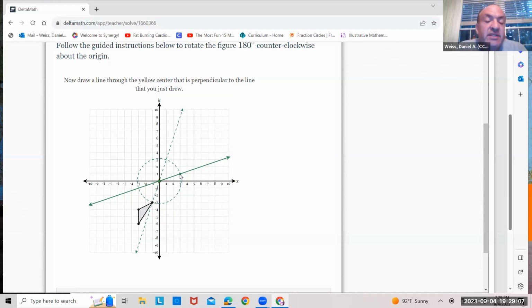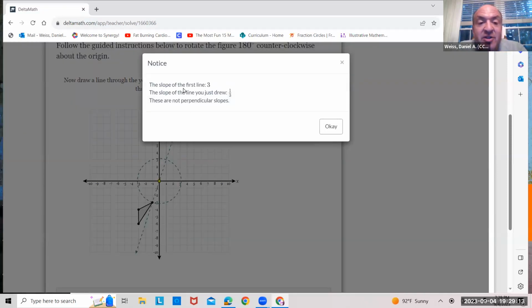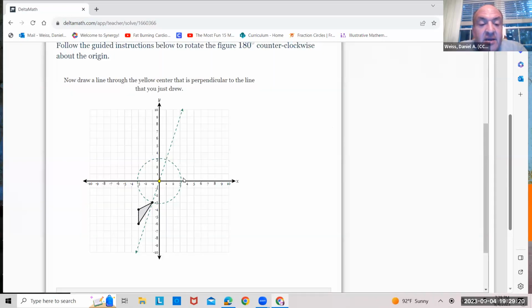Sorry, I made a mistake. I'm going to tell you what my mistake was. All right, watch what this says. It says the slope of the first line is 3. I said -3. That's wrong. Okay. I went from here down -1, -2, -3. And then what's this? This is -1. So -3 over -1, a negative over a negative is a positive. So it's +3 over 1.